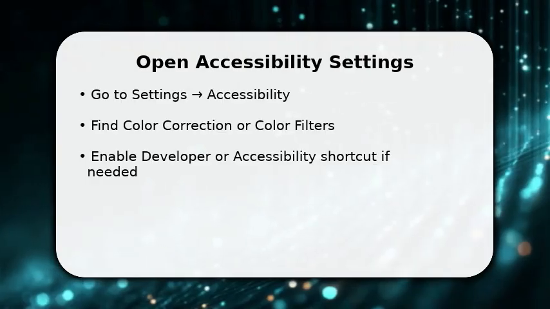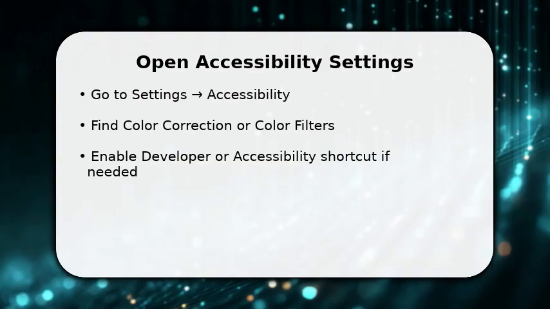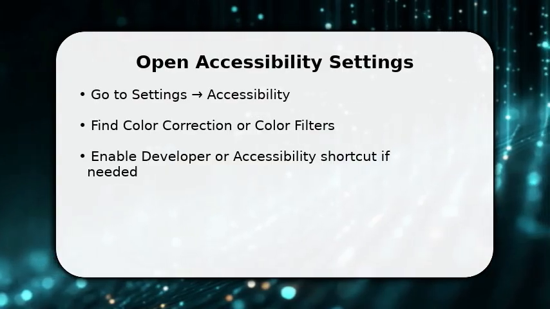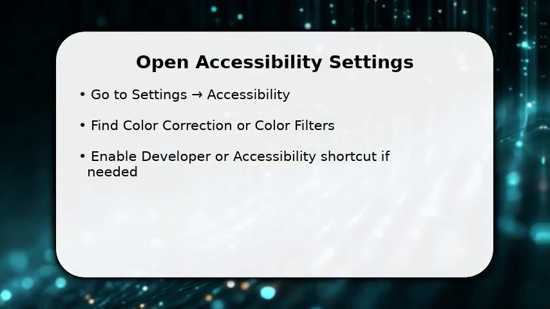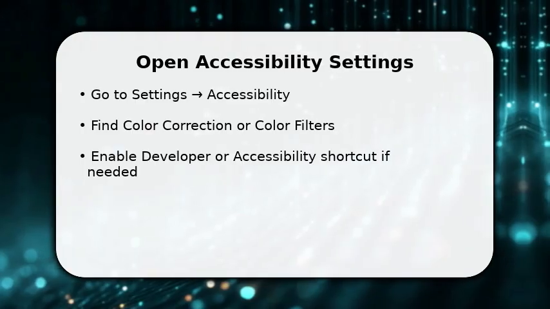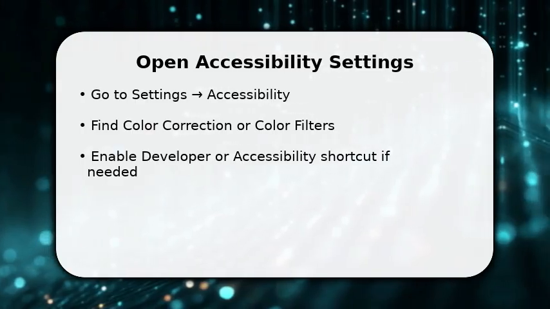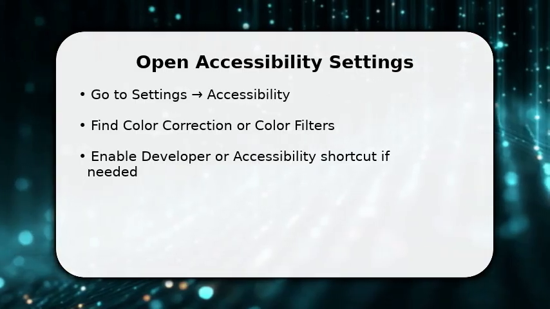You start by opening Settings and going straight to Accessibility. Once there, find the Color Correction or Color Filters entry. That's the built-in system control you must use. You enable it now, don't install third-party apps.